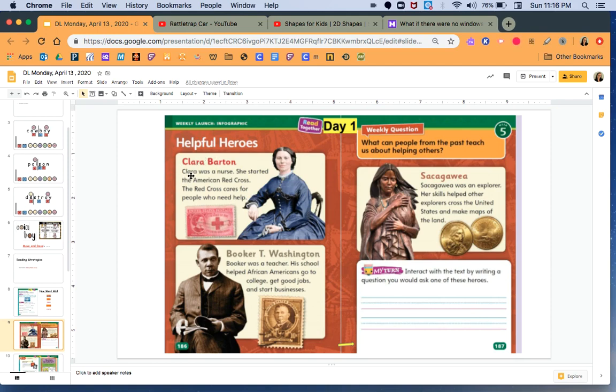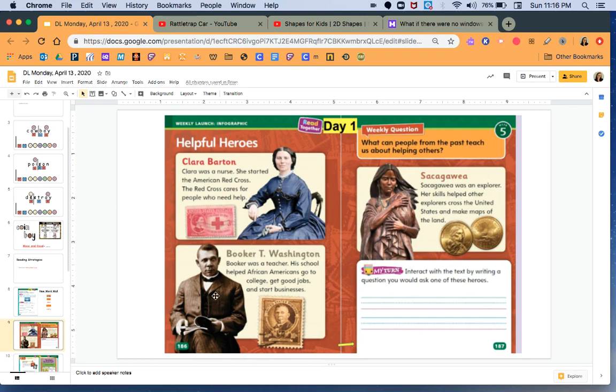So the first one was Clara Barton. And Clara was a nurse. She started the American Red Cross. The Red Cross cares for people who need help. And so Clara was a nurse at the time when, if you can tell by her dress and things, it was a long time ago. And she started a group that cared for people who were in really big trouble because there was a big disaster or their part of the country needed more help. And so the Red Cross would step in and help.